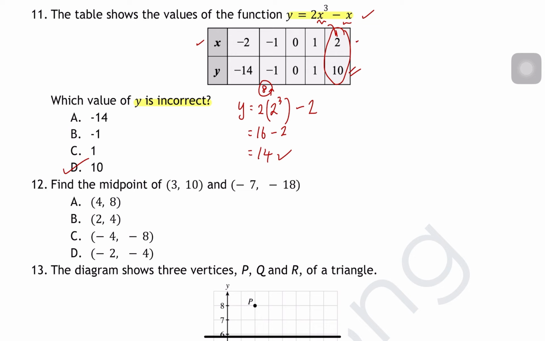To continue to check if your negative 14, negative 1, and 1, these three answers are correct or not correct, you can do the similar working by substituting your x values into the equation, then check with your corresponding y values. Right? So the answer is D for this.